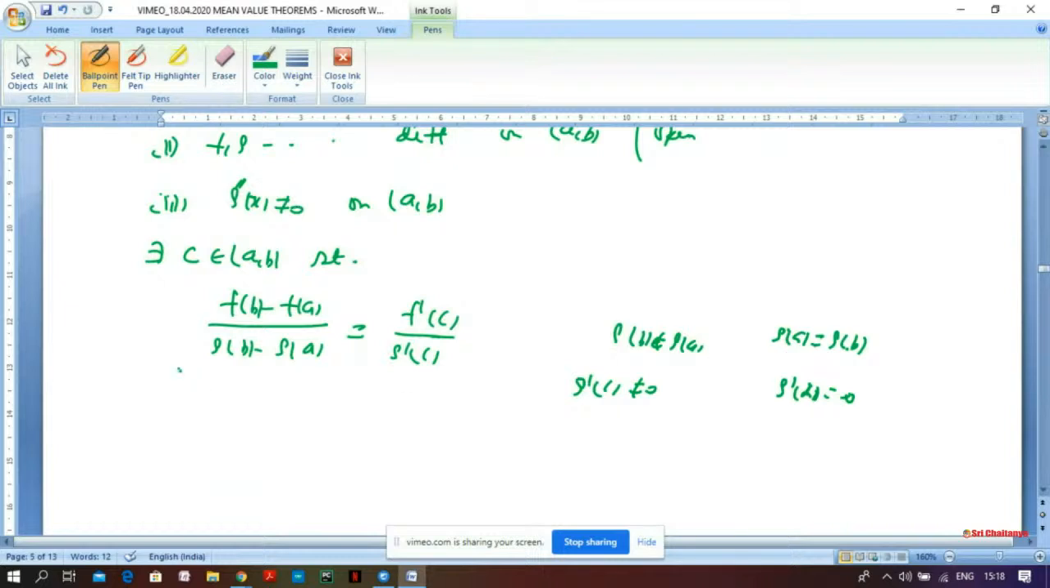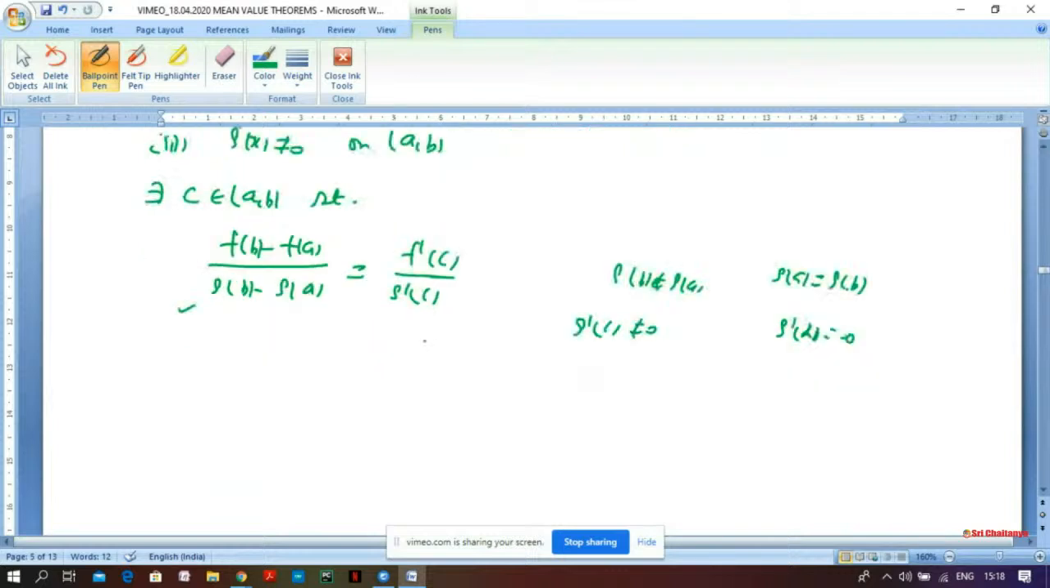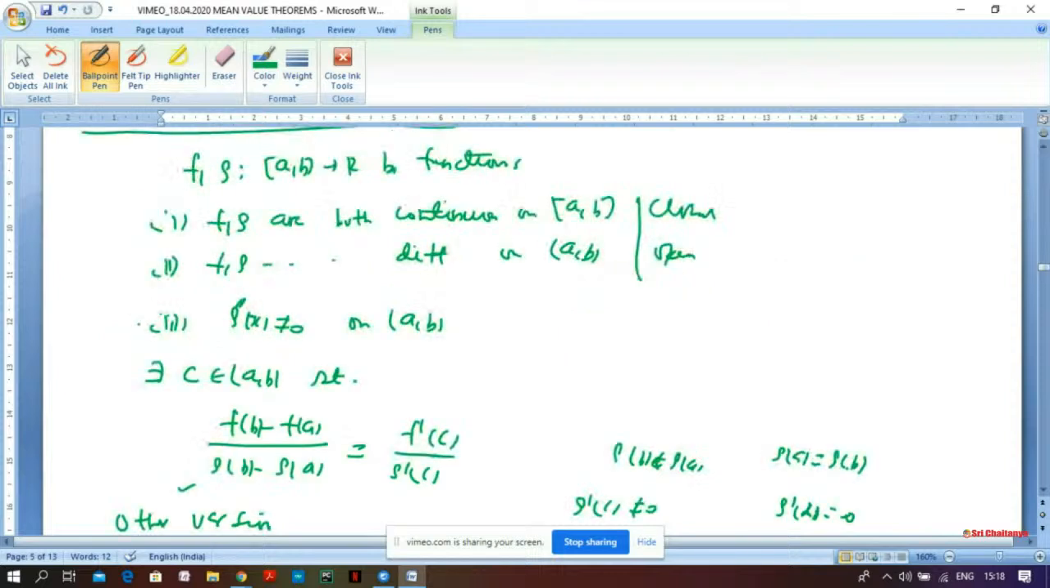So this I need not write. This follows from the condition on g prime x. So the derivative of g is never 0 on the open interval a to b, so this is well defined. The other version is that you don't write this third one.